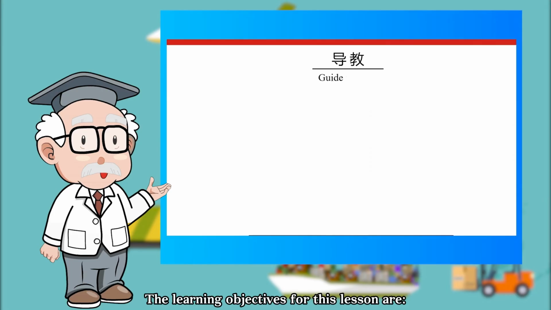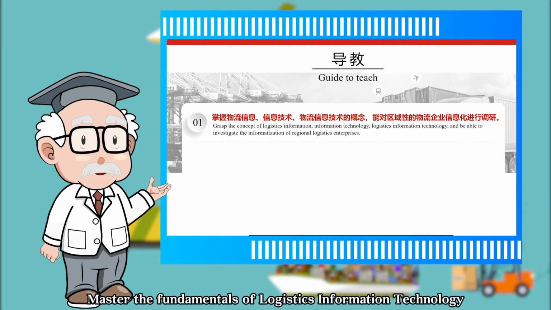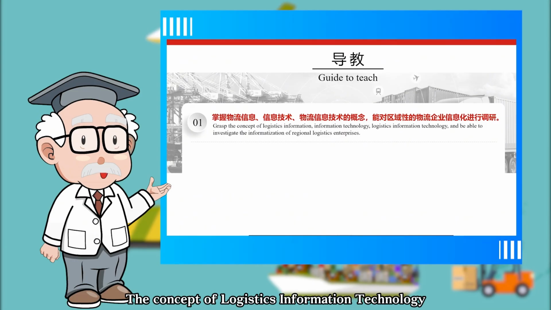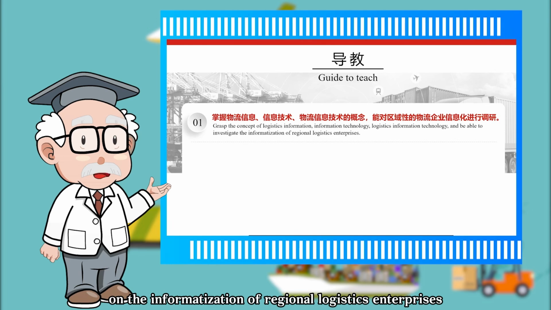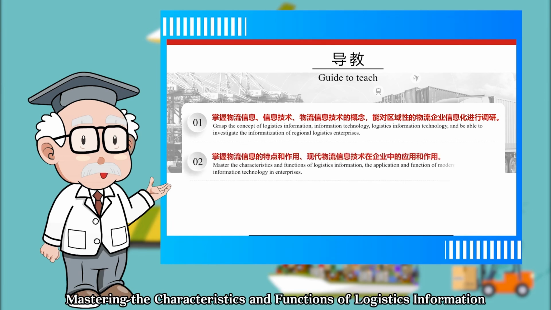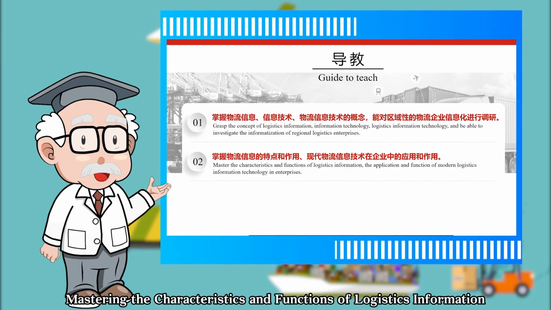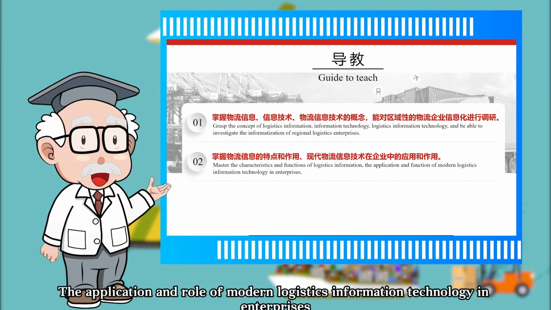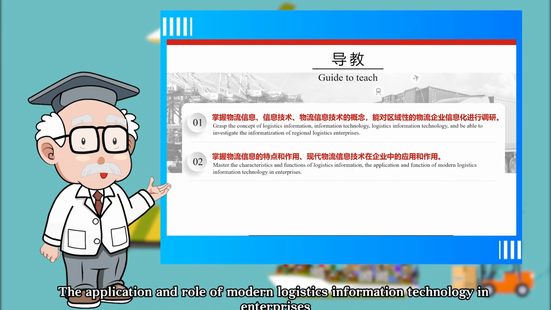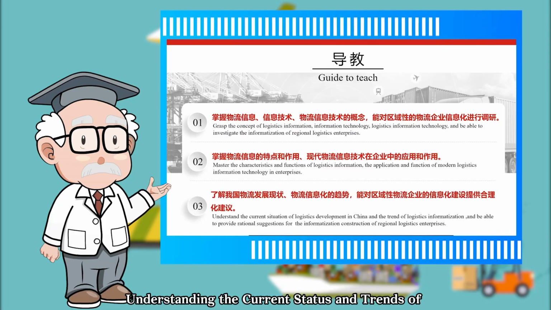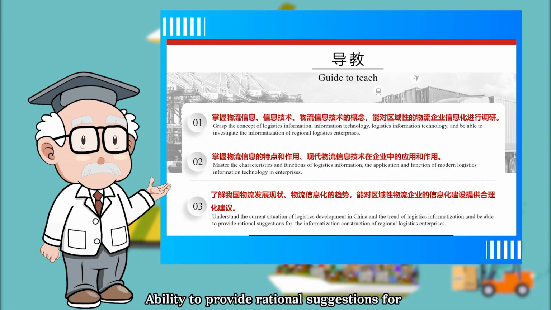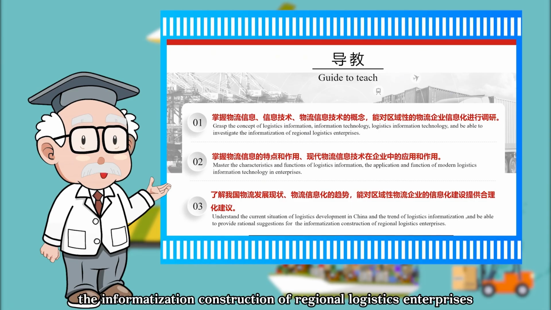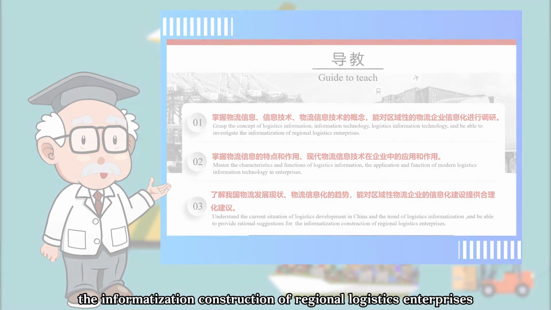The learning objectives for this lesson are: master the fundamentals of logistics information technology, the concept of logistics information technology; develop the ability to conduct research on the informatization of regional logistics enterprises; master the characteristics and functions of logistics information; understand the application and role of modern logistics information technology in enterprises; understand the current status and trends of logistics development and informatization in China; and be able to provide rational suggestions for the informatization construction of regional logistics enterprises.